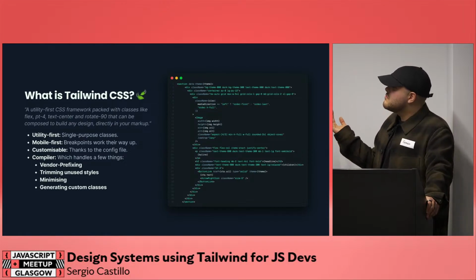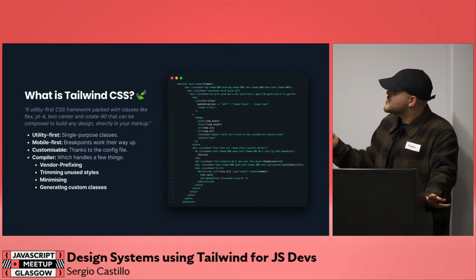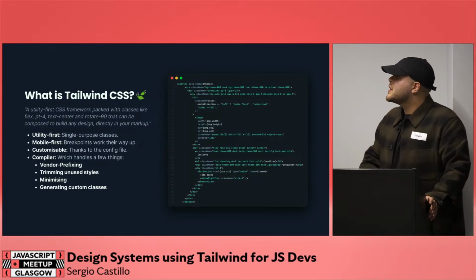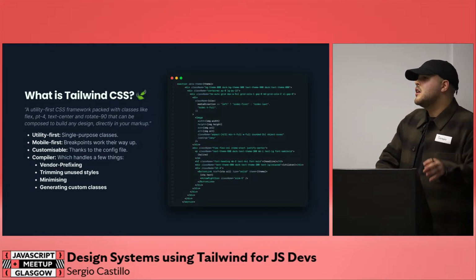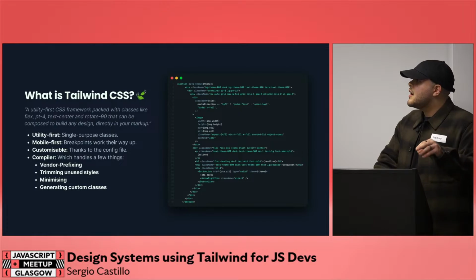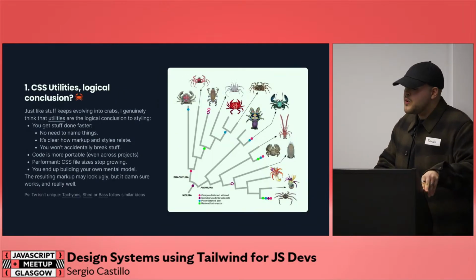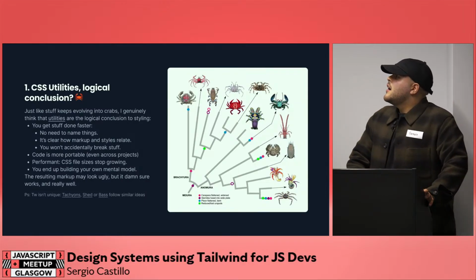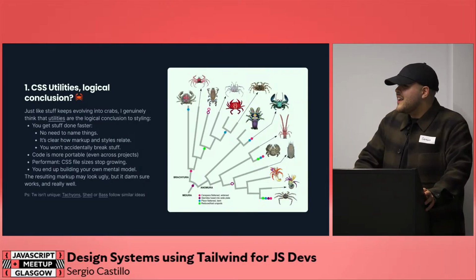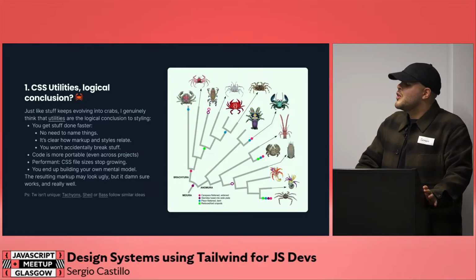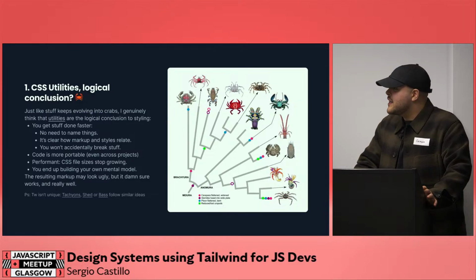Yeah, and that would be it for Tailwind. So that's what it looks like. It's just a collection of classes. So there's 3 big reasons why it makes sense to me. The first one might be the one hot take in the talk, which is that I do believe that CSS utilities are the logical conclusion to CSS styling.